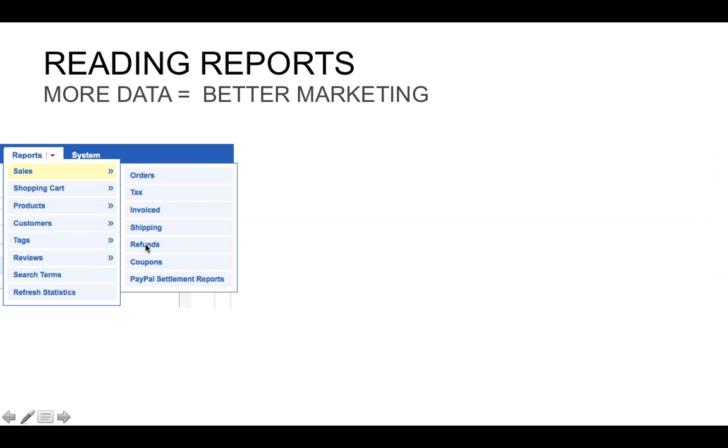Now, at the very top of the e-commerce, you can also read some more reports to get even more data to make even better marketing decisions. When you click on reports up here, you can see sales, reports on your shopping cart, products, customers, tags, reviews, search terms, and full-on statistics. So when you click on sales, you can actually see the reports for all of your orders, tax, everything that was invoiced, everything that was shipped, any refund that you did, any coupon or promotion that you ran, and any PayPal settlement reports that you've done.